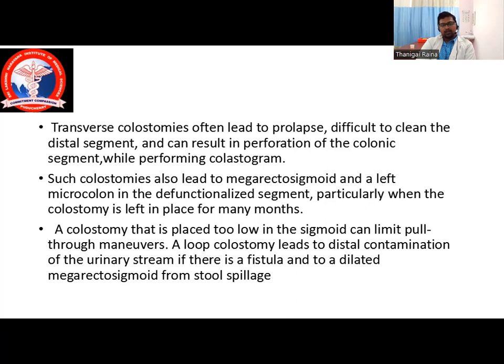A colostomy that is placed too low in the sigmoid can limit pull-through maneuvers. A loop colostomy leads to distal contamination of the urinary system. If there is a fistula, it can lead to a dilated megarectosigmoid from stool spillage.